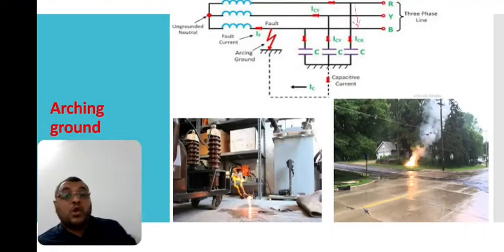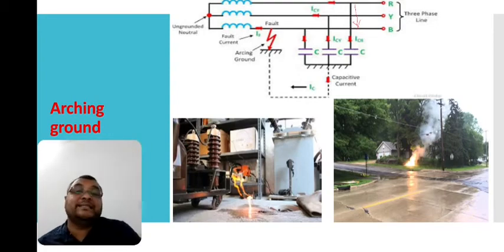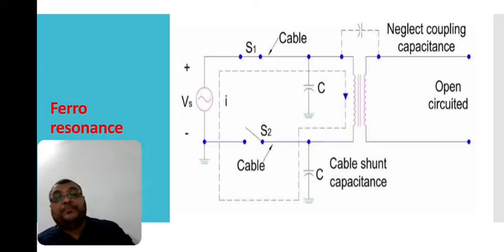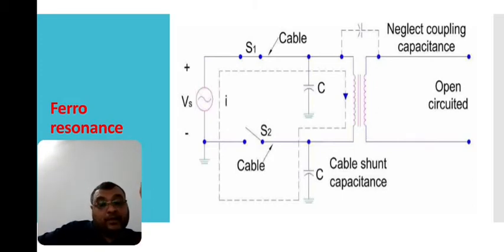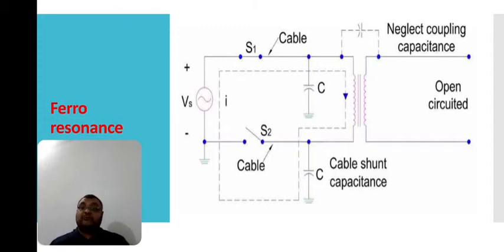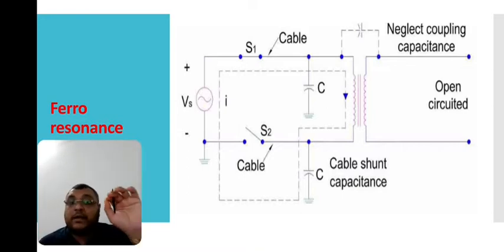Another cause of transients is ferro resonance. We will understand the reason for ferro resonance and how it occurs, beginning with its definition. Ferro resonance, or non-linear resonance, is a type of resonance in electric circuits which occurs when a circuit contains a non-linear inductance. Whenever a circuit contains a non-linear inductance, ferro resonance comes into the picture.